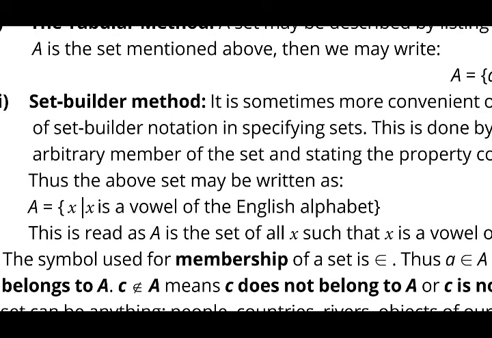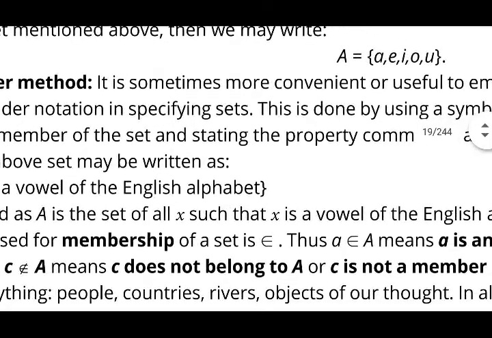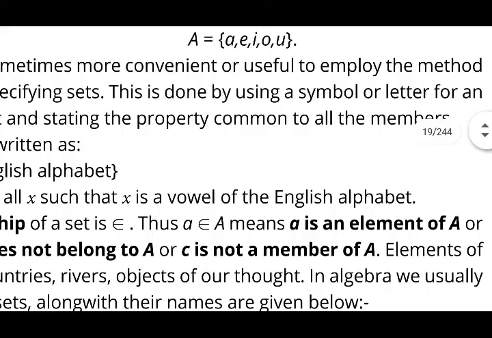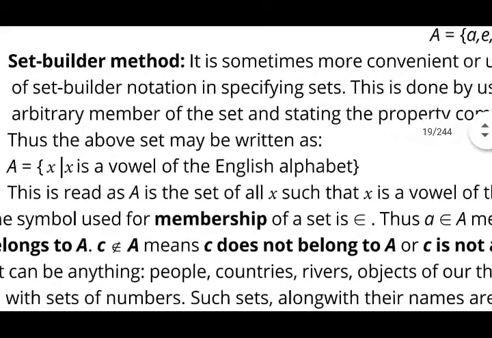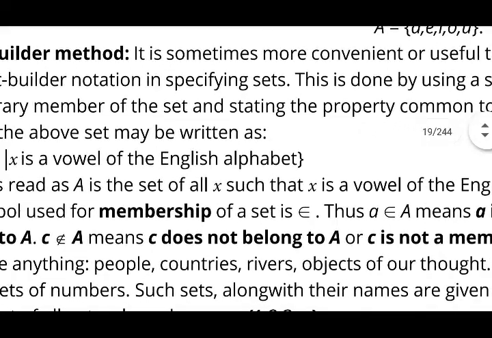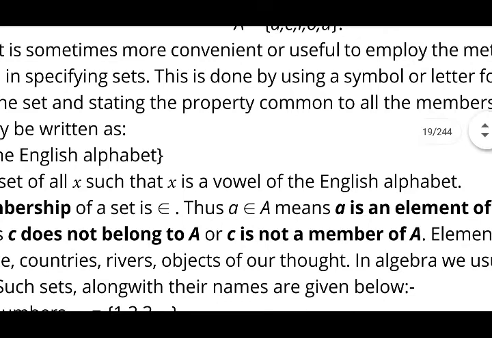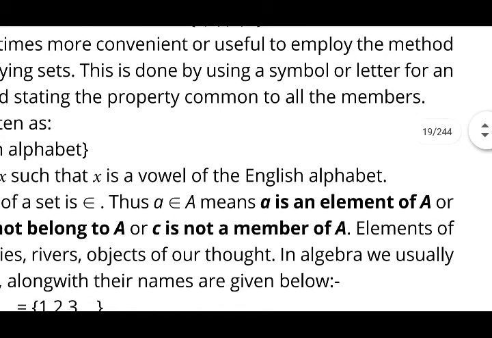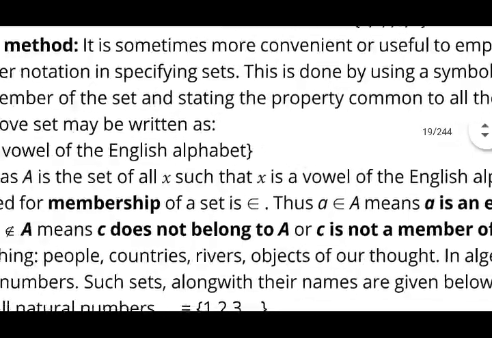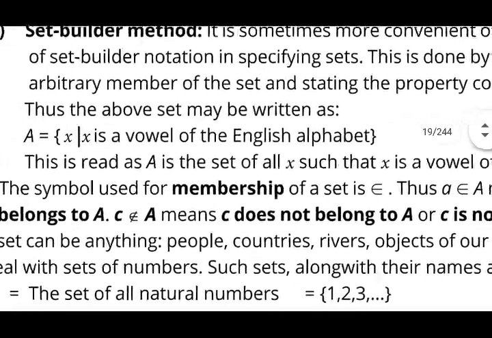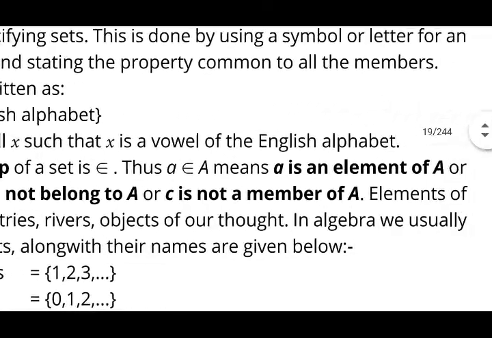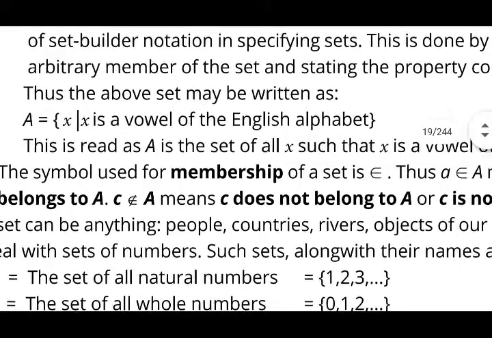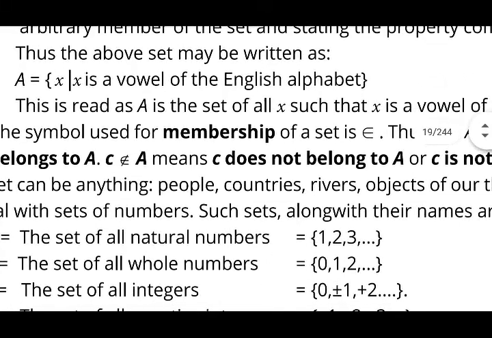The third form is the set builder method. It is sometimes more convenient or useful to employ this method. Set builder notation specifies a set. This is done by using a symbol or letter for an arbitrary member of the set, stating the property common to all the members. The same set in both cases we discussed.